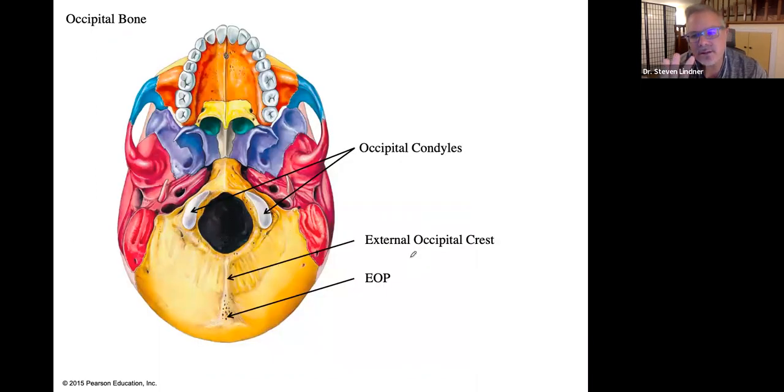When we take the skull and flip it upside down, we can see the upper teeth right here. We're looking at it from an inferior view. Here's the first time we're seeing condyles, which is a smooth surface, like a facet. These are the occipital condyles, and they allow the skull to articulate with the C1 vertebra, known as the atlas.